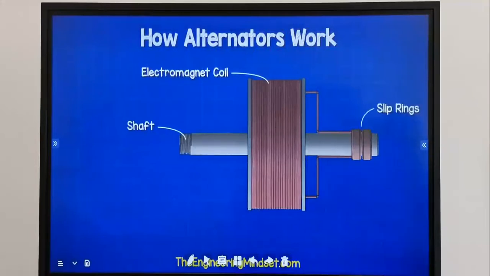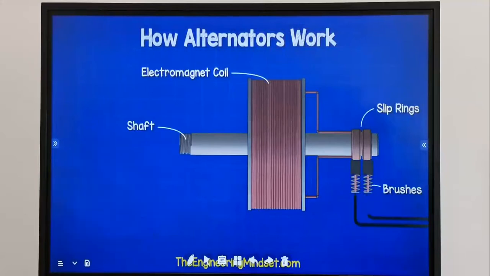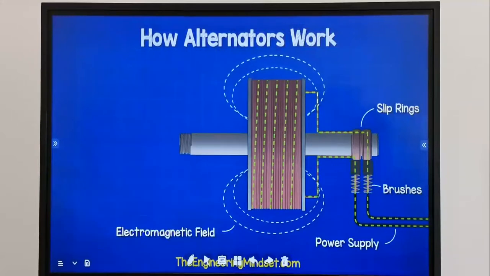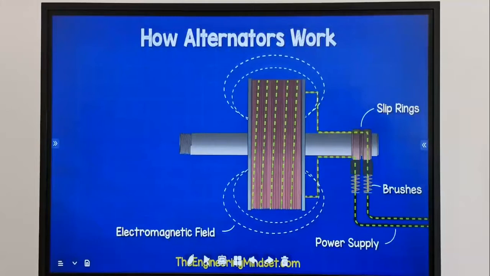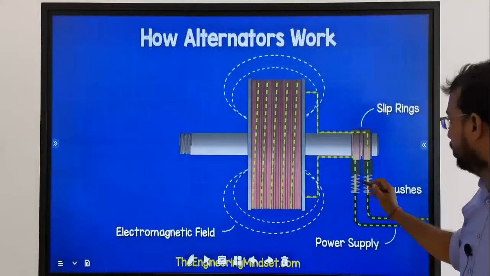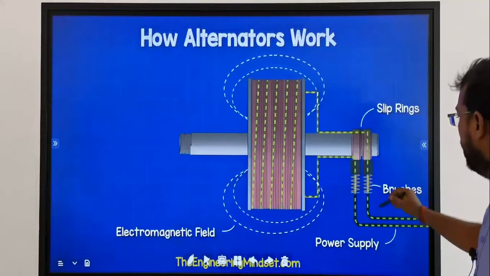So these are slip rings. We already studied the slip rings, and this kind of brush. I already told these things. This is the input supply to the rotor coil winding, and this is the output.